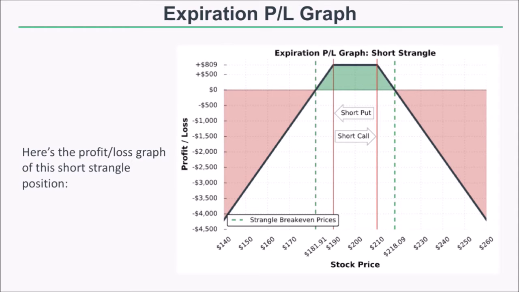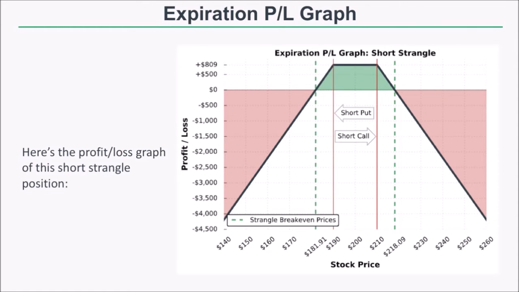Now, let's go ahead and look at our break-even prices. Our break-even prices are going to be the short put strike price minus the credit we received, and the short call strike price plus the credit we received. So, that brings our break-even prices to 181.91 and 218.09.